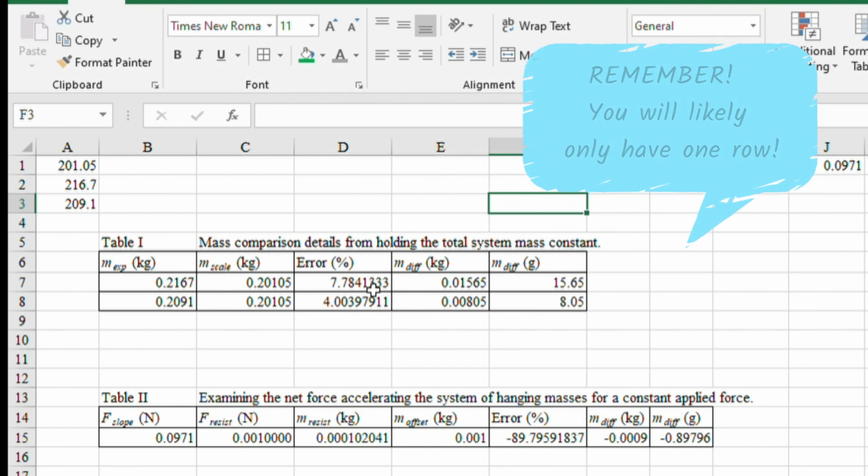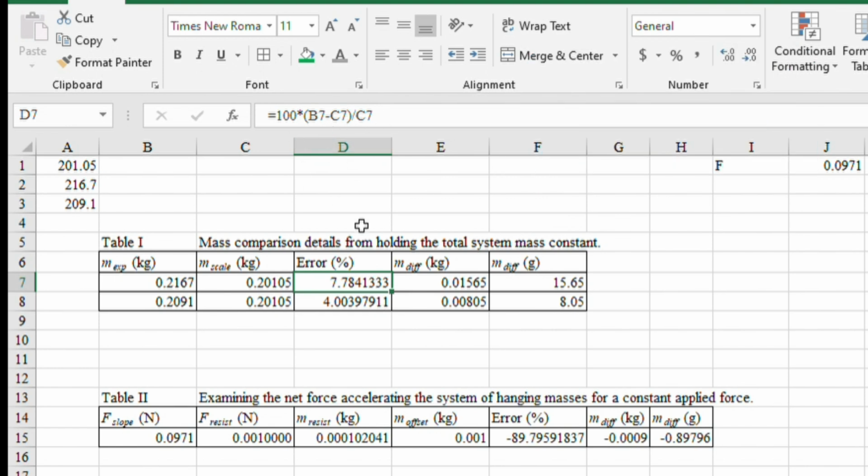The error is calculated for each of these using the formula that you see in the bar. If you're still not comfortable using formulas in Excel, let me know. Let's get you that skill set. The mass difference is going to be simply the subtraction of these two values, the experimental mass and the scale measured mass, or for the purposes of this experiment, your accepted mass. And you see that works out once you convert that to grams to about 15.7 grams for the total set of data, or for just the subset, which seems to be more reliable, is only 8.05 grams.